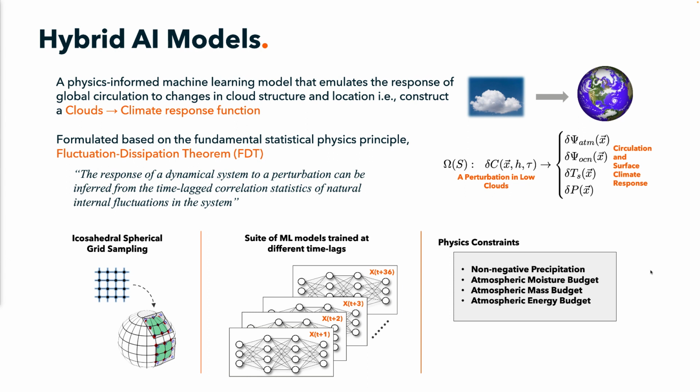We have also trained our models using physics constraints to preserve the generalizability and also the physics properties in our model. So we use 4 physics constraints or soft laws, which are non-negative precipitation, atmospheric moisture budget, atmospheric mass budget, and atmospheric energy budget. Please refer to our paper for full details and evaluations of this system.